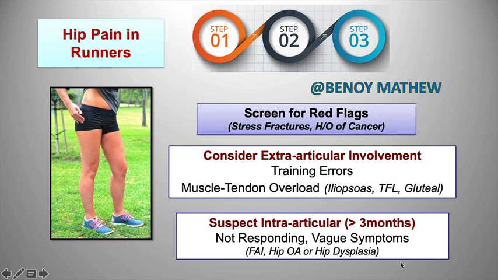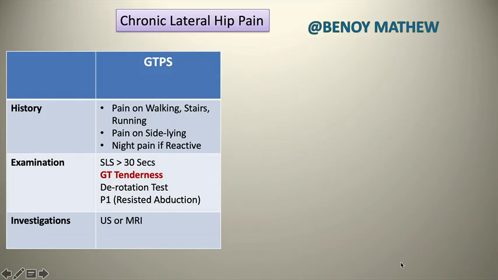Another common concern is, is it coming from the lumbar spine or a referral pattern? So things can get a bit mixed up. So we're going to differentiate between 3 factors. GTPS. So suppose you get a 47-year-old female runner who comes with lateral and back pain. So we want to see, is it more GTPS? Is it more hip OA? Or is it more lumbar spine referral?